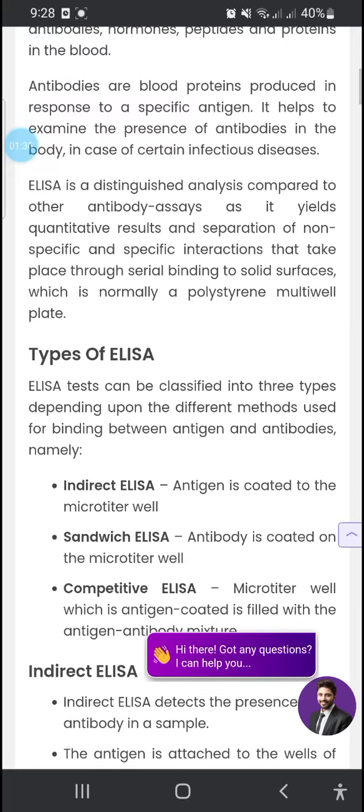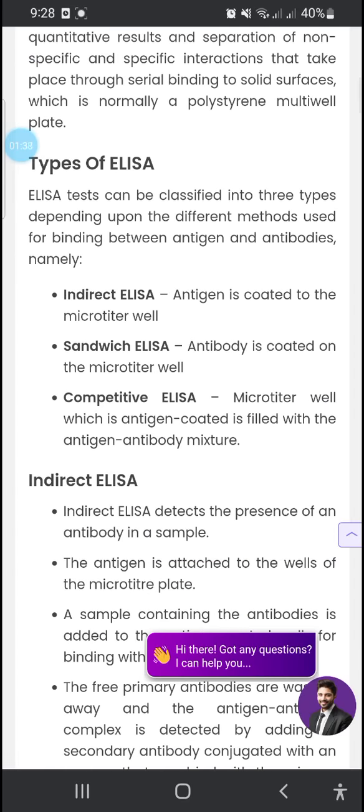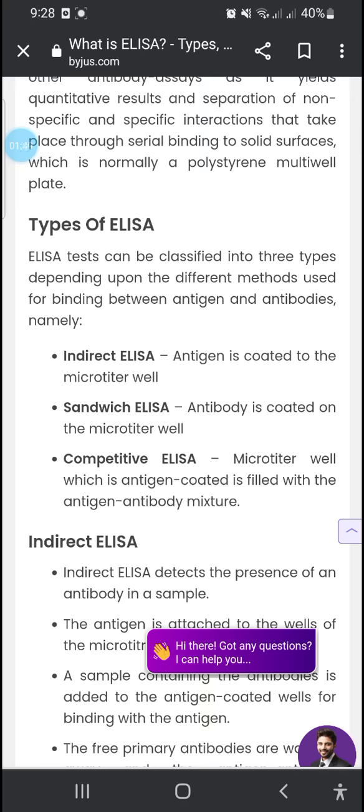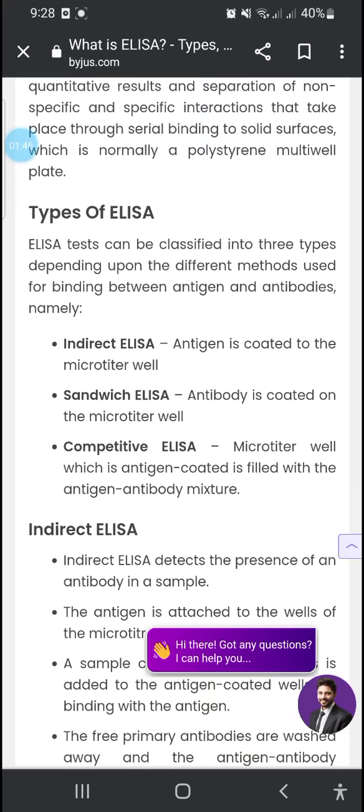Next, types of ELISA. ELISA tests can be classified into three types depending upon the different methods used for binding between antigen and antibodies. There are three main types which are named as indirect ELISA, sandwich ELISA, competitive ELISA.